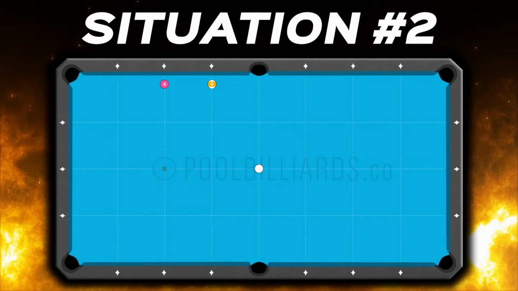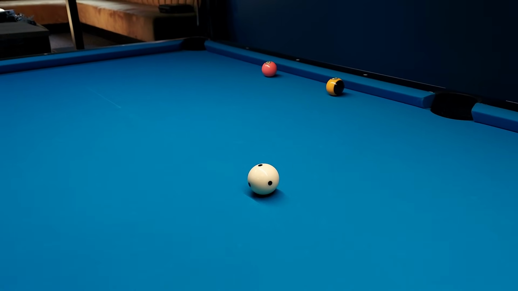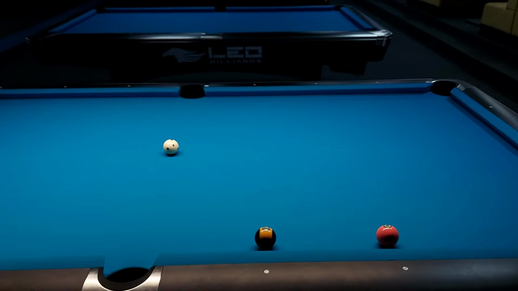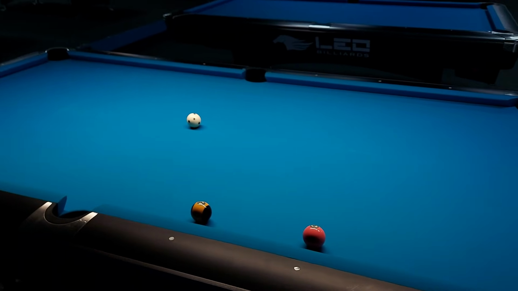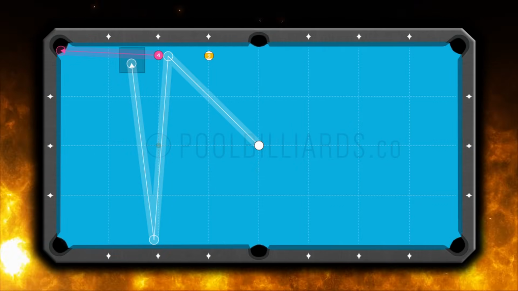The second example involves a situation where the 4 ball is placed on the second diamond on the left long rail, while the 9 ball, for which we need to make position, is located 1 diamond higher. The cue ball is placed again in the center point of the table. In this situation, we actually have 3 good options to make position for the 9 ball.